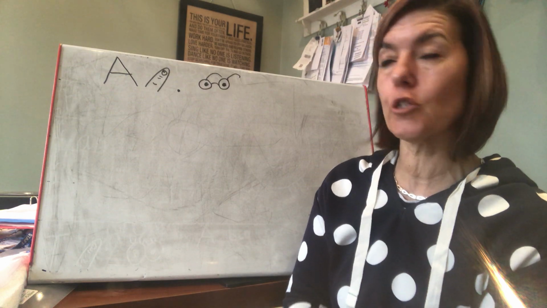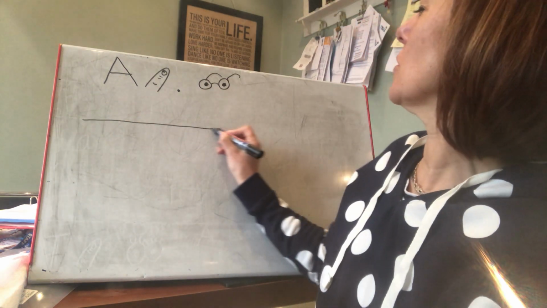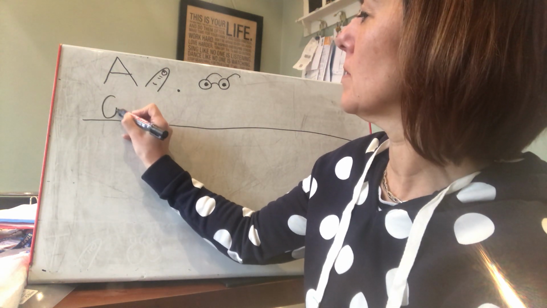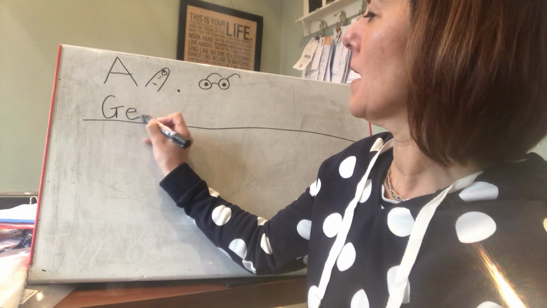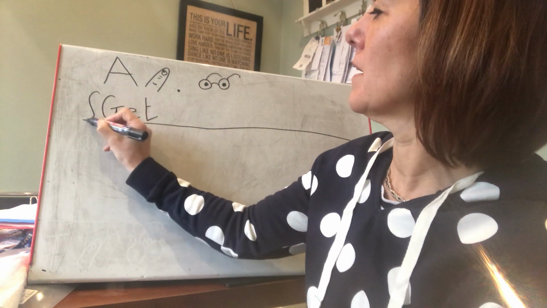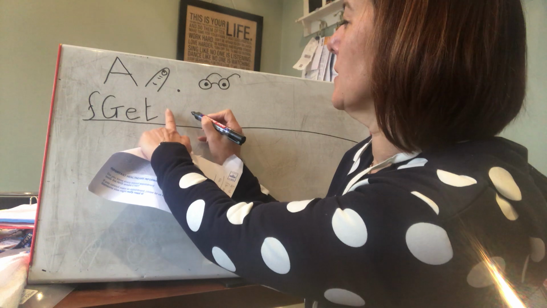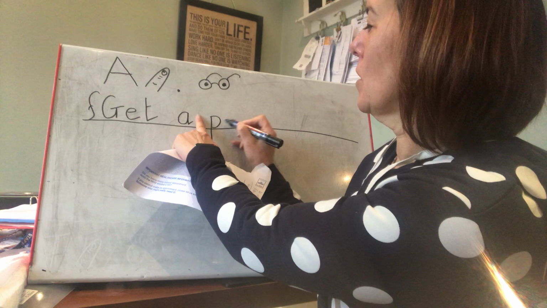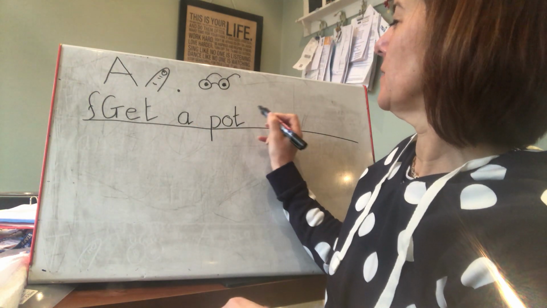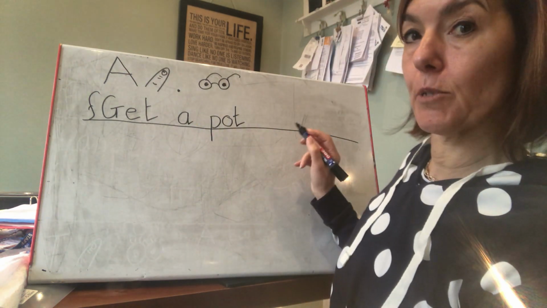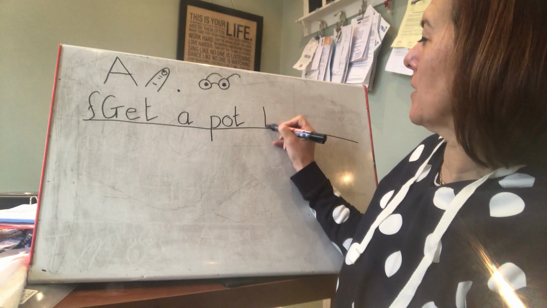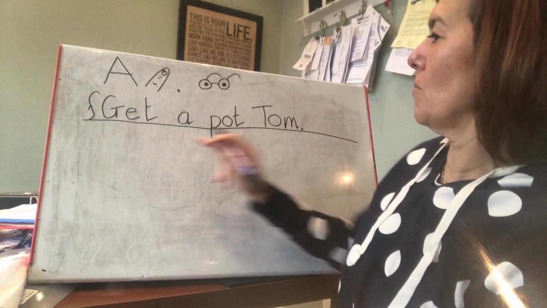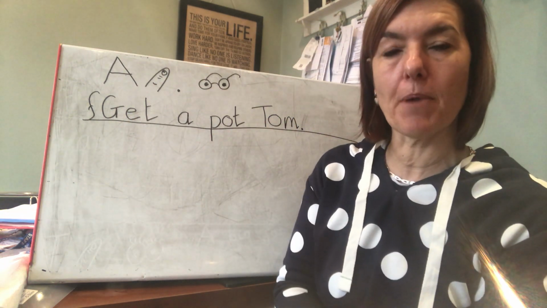Get a pot, Tom. Maybe Mrs. Tucker should write it. I need a capital letter. Get, finger space, a, finger space, pot. Now I forgot to tell you this. Tom will have a capital letter because it's somebody's name, but if you've written it with a little t, it doesn't matter. Tom and a full stop. Get a pot, Tom. Okay, I bet you all got that.